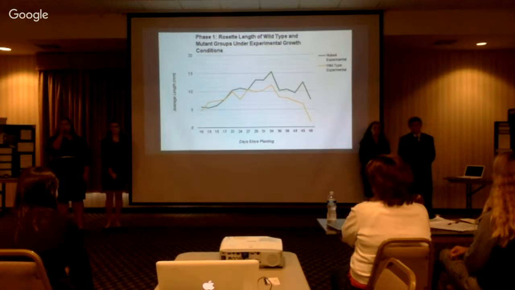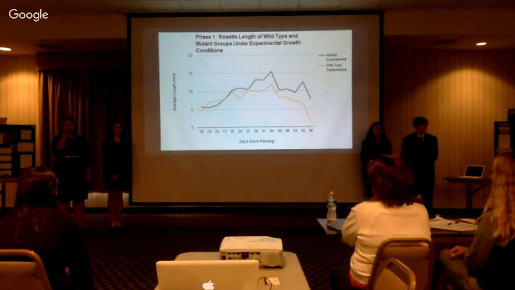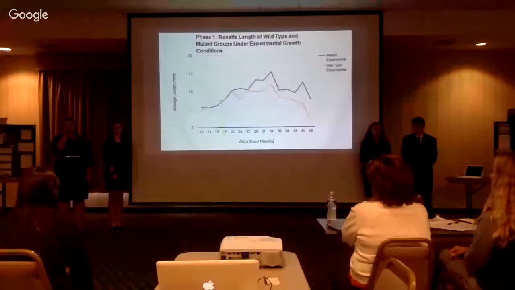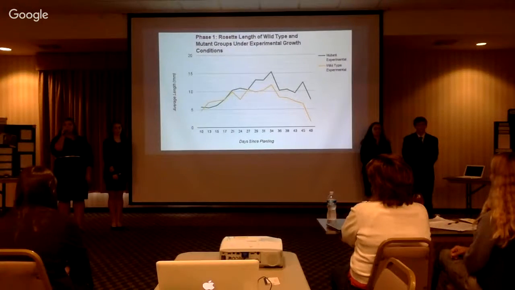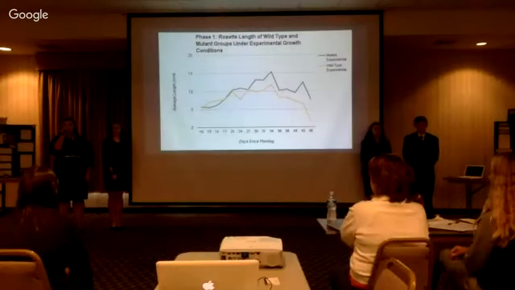This graph shows the rosette length of wild-type and mutant experimental A. thaliana. While both plants experienced sporadic growth patterns, the wild-type experimental showed a steadier rate of growth and larger rosette leaves measured, until both plants begin to rapidly decrease 34 days after planting.